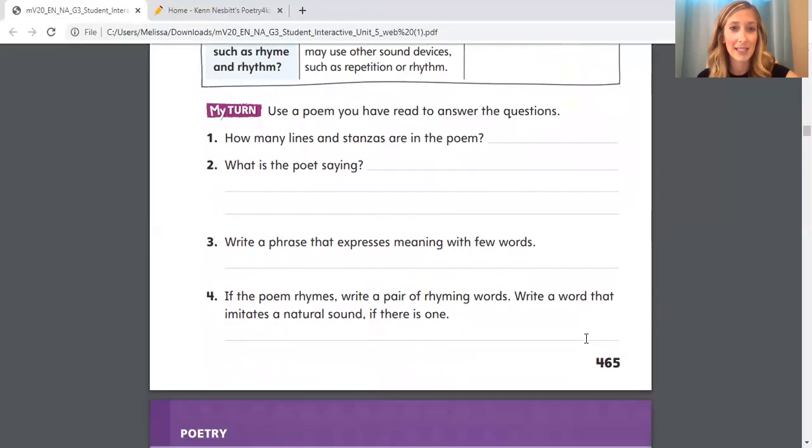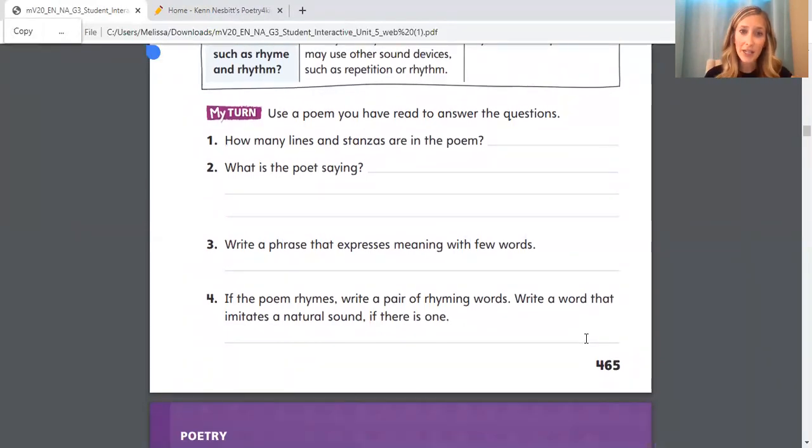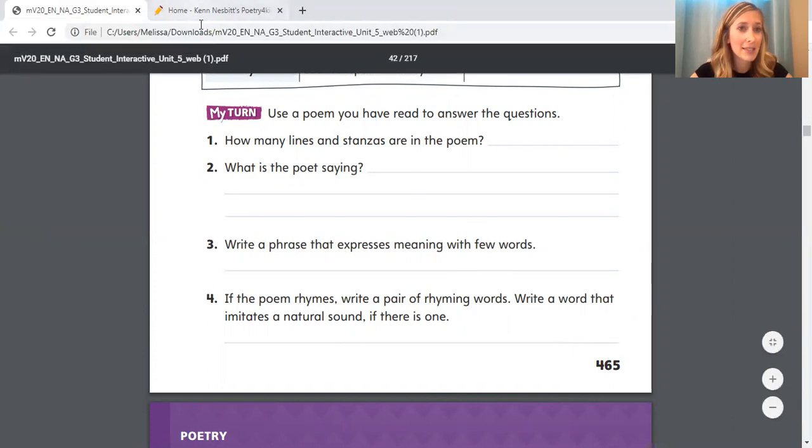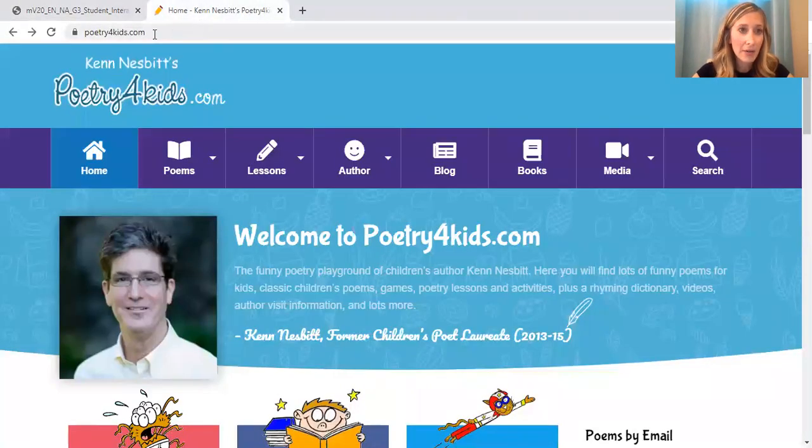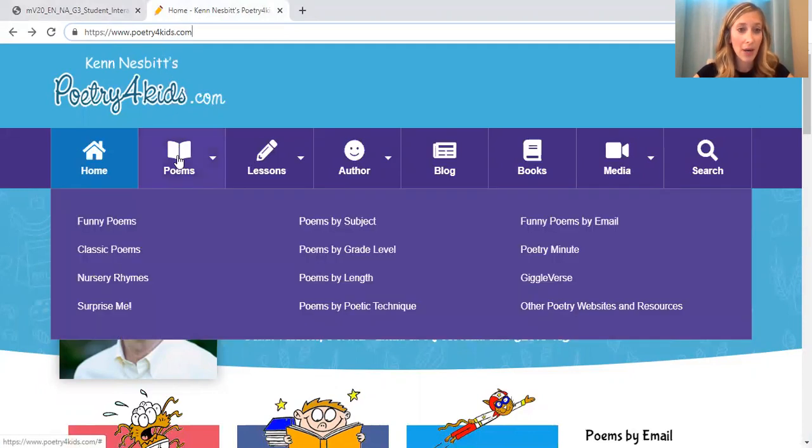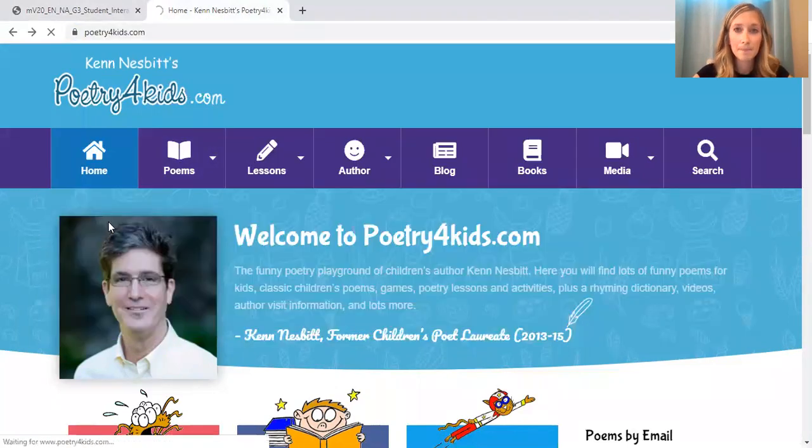All right, you guys, this is where it gets fun. The My Turn. It says use a poem you have read to answer the questions. I'm going to show you a website where there are plenty of poems for you to look through, okay? So make sure you're still looking at my screen. I want you to go to this website. It's called poetryforkids.com. And notice that the 4 is the digit 4. When you get to poetryforkids.com, you're going to click or hover your mouse over where it says poems. And I like the funny poems.